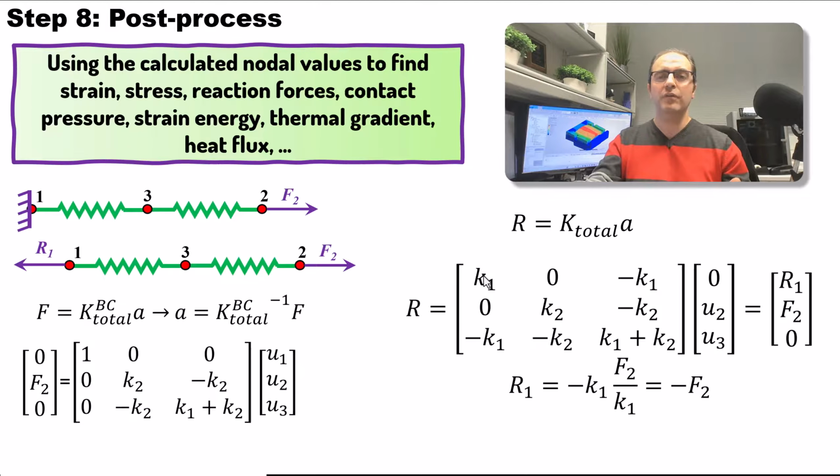To do that, let's just have K total as written before, and then 0, U2, U3. 0 is just U1, and then U2 and U3. We calculated those, and if we multiply these two, we will find the total external forces being applied to our structure. On node 1, I will have R1, which is the reaction force on node 1, and then node 2 has F2, and node 3 doesn't have any external forces, so it's 0. So you can see that if you do this calculation, you will find that R1 is equal to negative F2. And again, this is another validation point where we compare the external forces to the reaction forces in our structure.